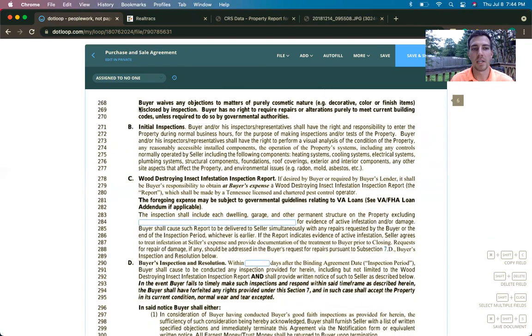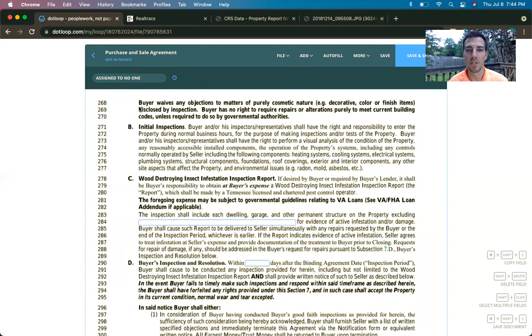Okay, most important thing of the inspections. Buyer waives any objections to matters of purely cosmetic nature. So decorative, color, or finished items. So the buyer can't, during his inspection period, say, you know what, I don't like the paint color on the wall, I'm going to cancel the contract. No, that does not qualify. Or, oh, I don't like that there's carpet in this bedroom. That does not count.